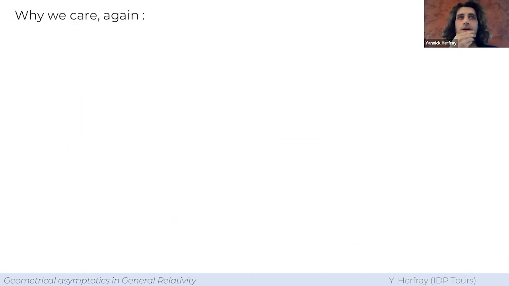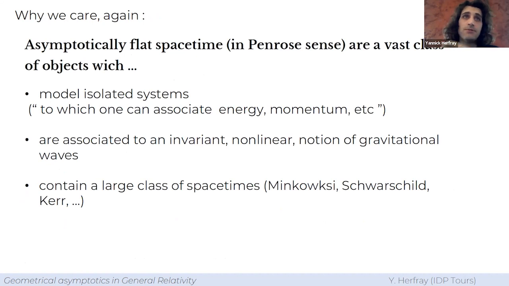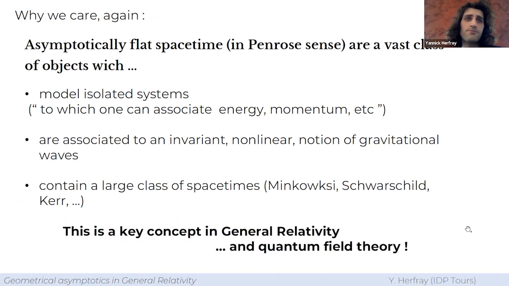So why do you care about this type of asymptotics? Asymptotically flat spacetimes model isolated systems, in the sense that you can associate with them energy, momentum, etc. They really realize an invariant, nonlinear notion of gravitational waves. And they are not vacuous: you have a large class of spacetimes which are of this type. So it's a nice key concept in general relativity.